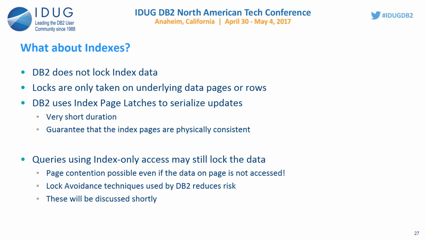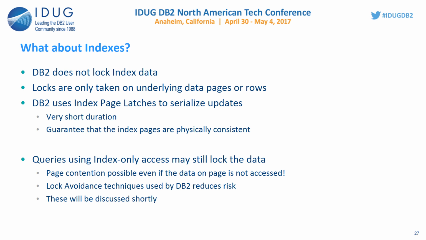Even though there's a primary index, a primary key, DB2 will not lock the index. So if you insert a row into a DB2 table, then DB2 is going to lock the underlying page or the row, and that lock is what guarantees the integrity of the index. So the reason that DB2 doesn't have to lock indexes is because the underlying data is locked.